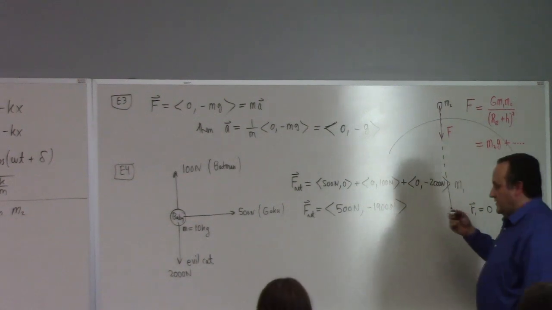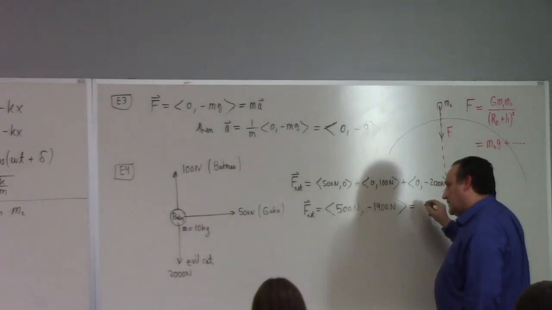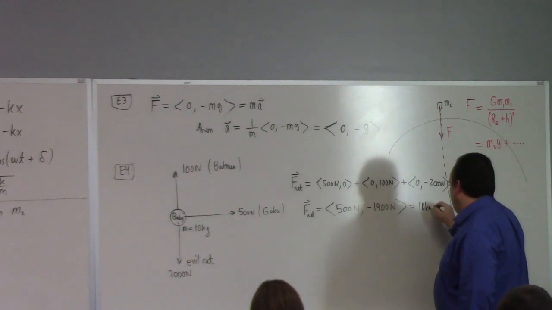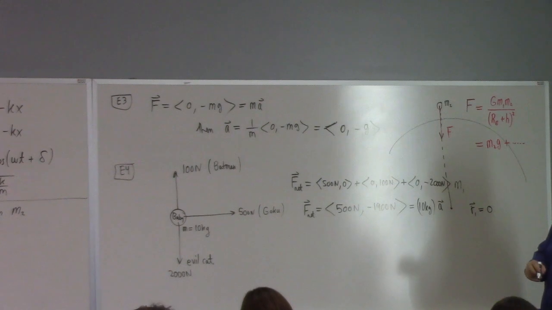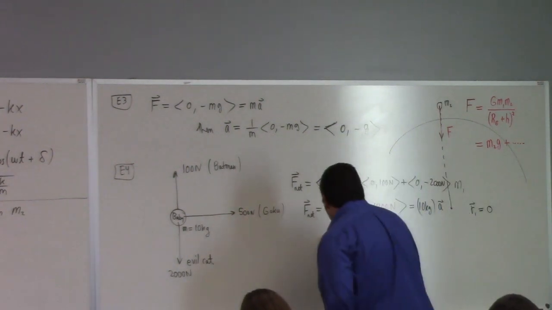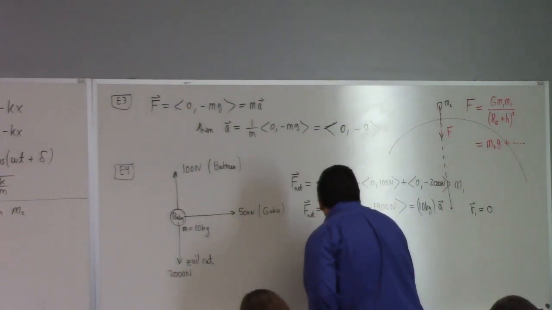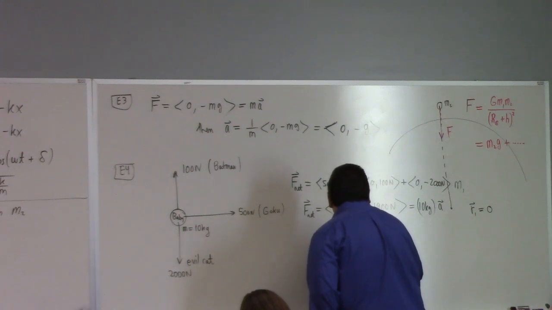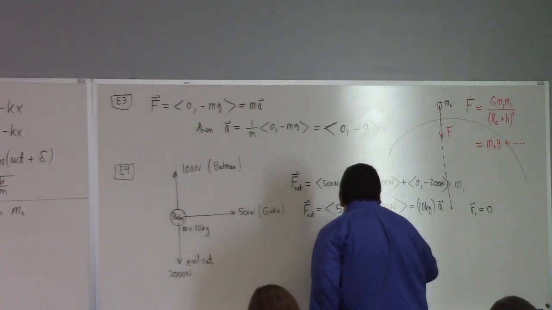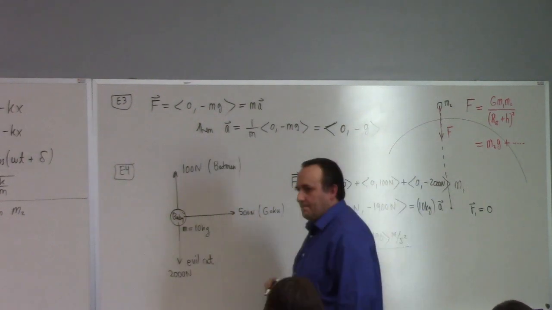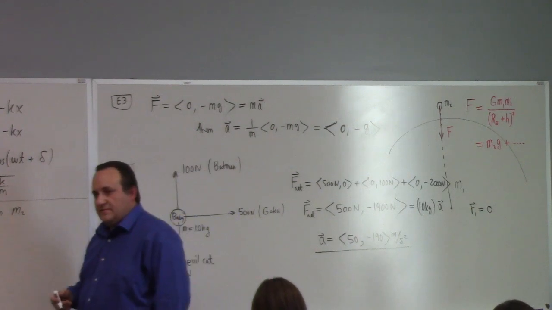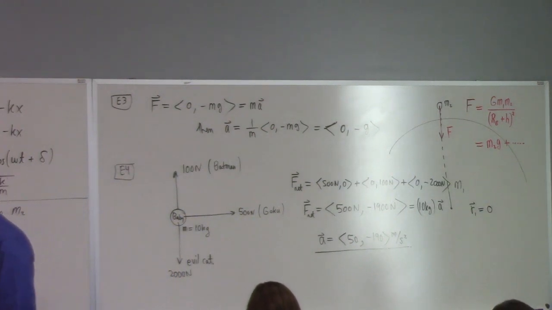So what's that equal to? That's equal to Newton's second law, 10 kilograms times the acceleration. So what's my acceleration? My acceleration then is equal to 50, -190 meters per second squared. There you go. That's the acceleration if you've got Goku, Batman, and an evil cat pulling on a baby, as pictured.